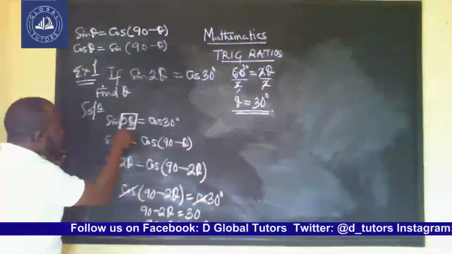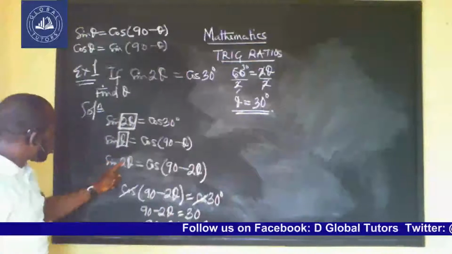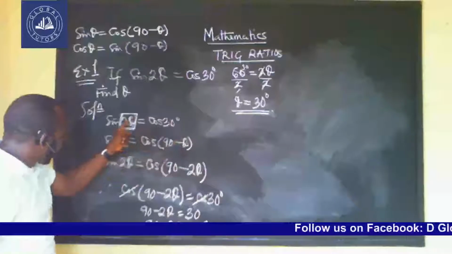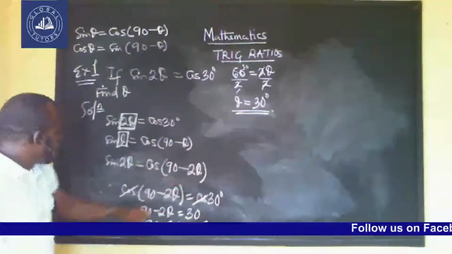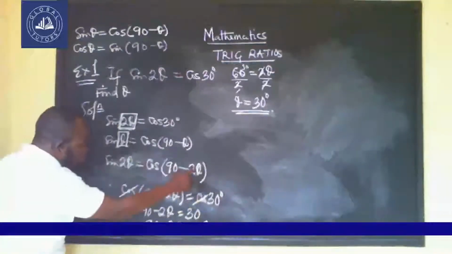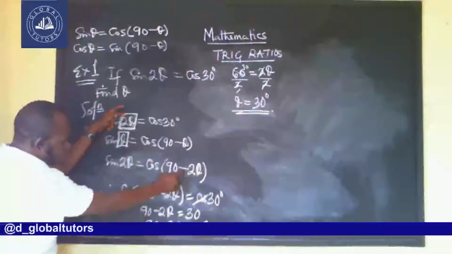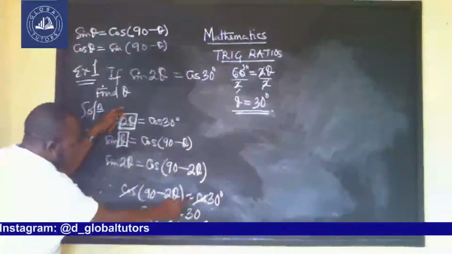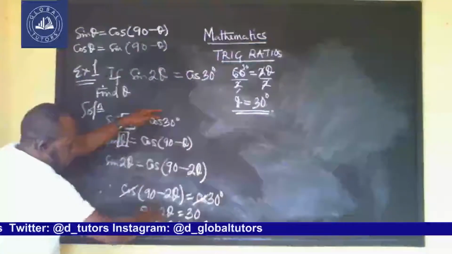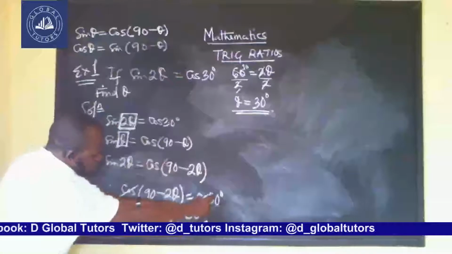So theta can be replaced as what? 2 theta. So it means I can write sine 2 theta as cos 90 minus, what is this theta? This one, 2 theta here. So this sine 2 theta is the same thing as cos 90 minus 2 theta. So meaning I can say sine 2 theta, I replace it with what? This, cos 90 minus 2 theta equals cos 30 degrees. Cos, they can nullify. So we have 90 minus 2 theta equals 30.